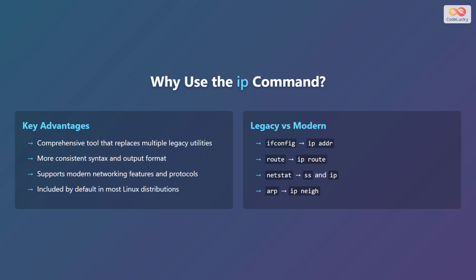Comparing legacy commands to modern IP commands, instead of using ifconfig, you would use IP address. Instead of using route, you would use IP route. Instead of netstat, you can use the ss command or the IP command. And instead of ARP, you would use IP neighbor.